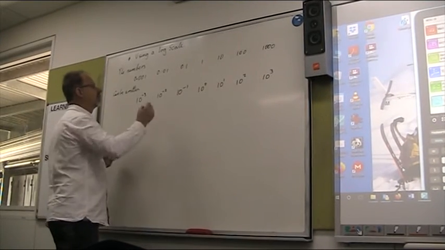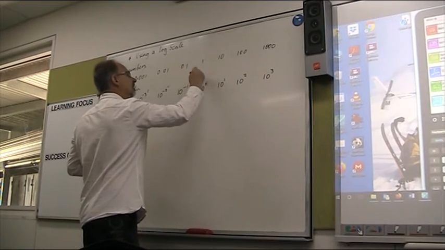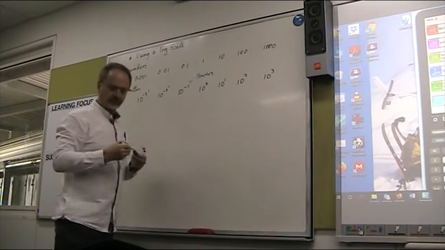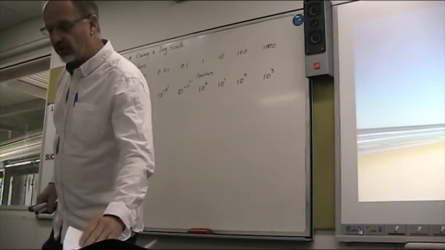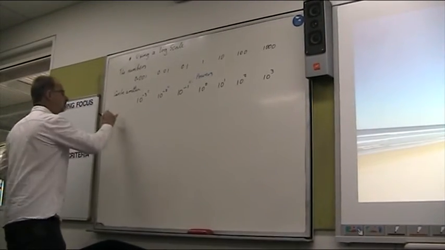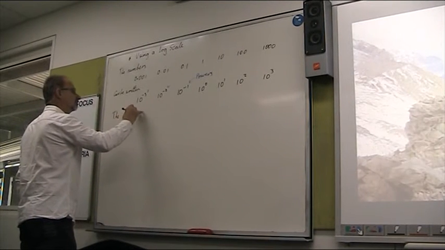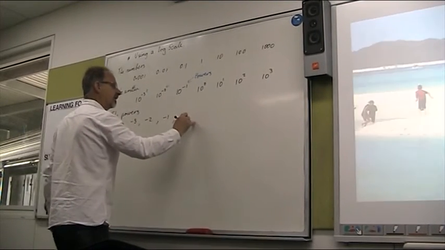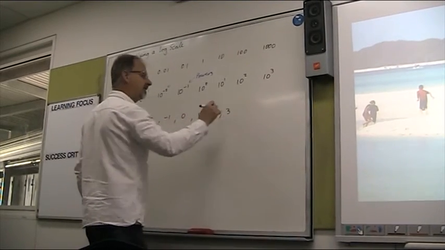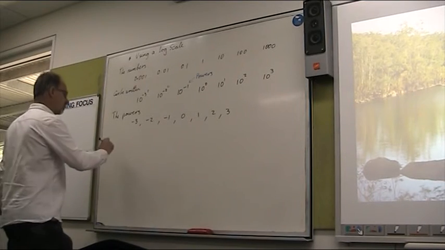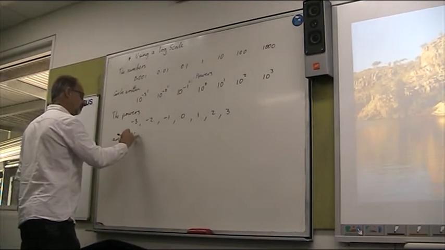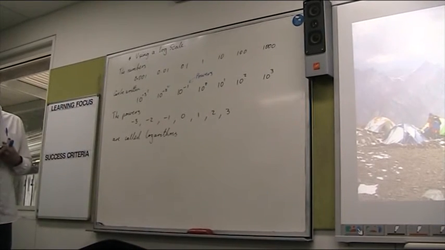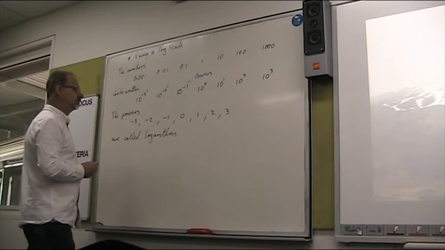So these numbers up the top here, what we would know them as is they're the powers. Now, this log, or the logarithms, so the powers which are minus 3, minus 2, minus 1, 0, 1, 2 and 3, those powers are called logarithms, so it's just another name.